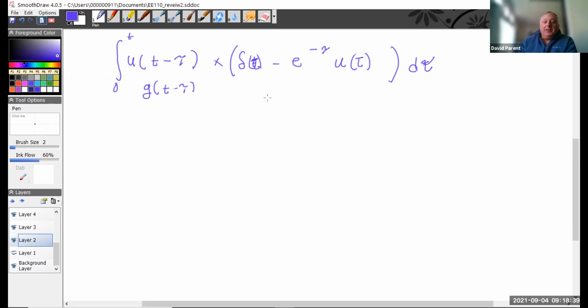But now what we want to do, the first step, is to break this up. All right. So I'm going to take this, u of t minus tau, delta tau, d tau, and then, because a lot of times with the delta function, it's almost like you're doing it by inspection.